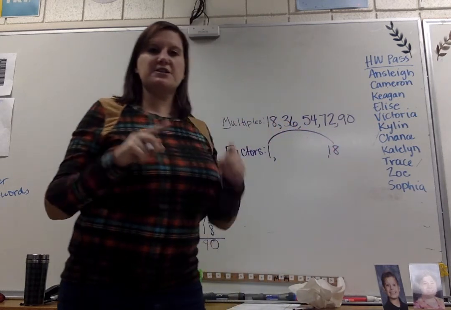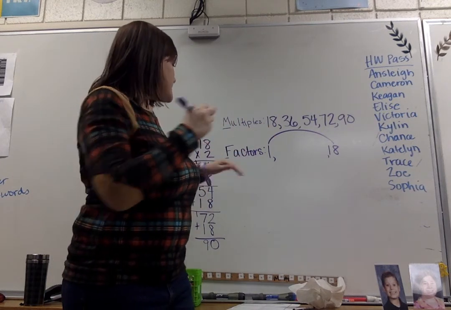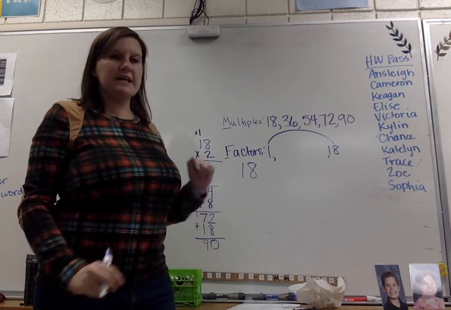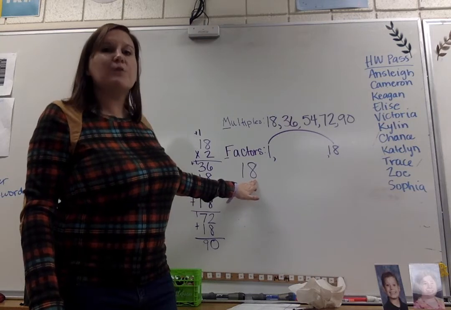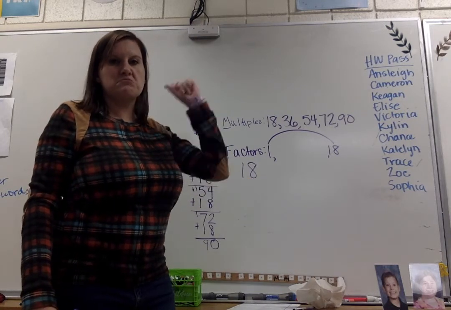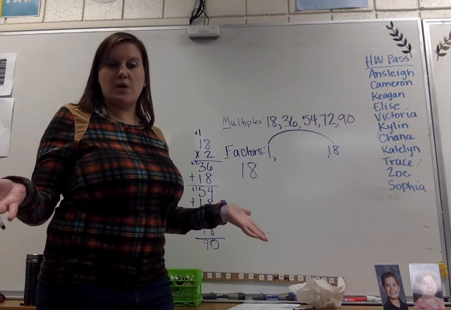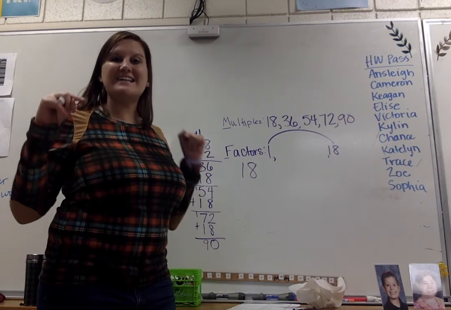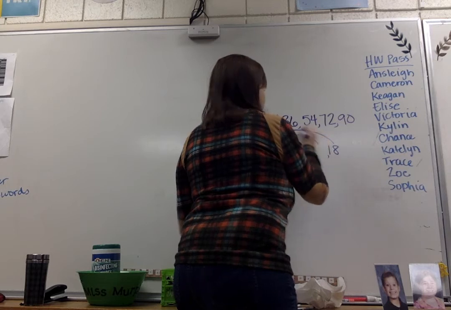Our next number we're going to check is 2. So if I have the number 18, let me write it up here. To see if 2 is a factor, you look at the ones place. If the ones place is even, 2 is a factor. 18 is an even number because I know the 8 is in the ones place, and that 8 is an even number. So 2 is going to be a factor as well.